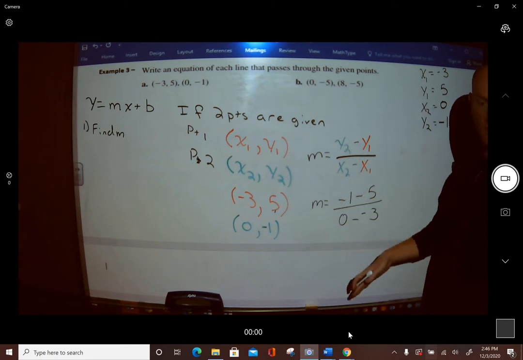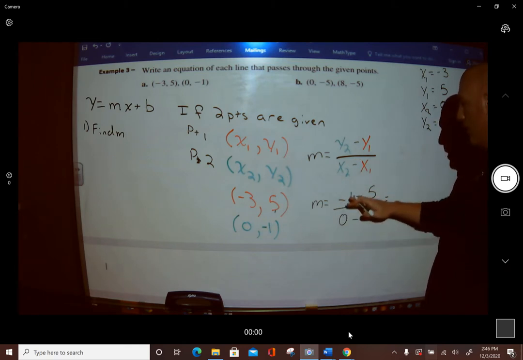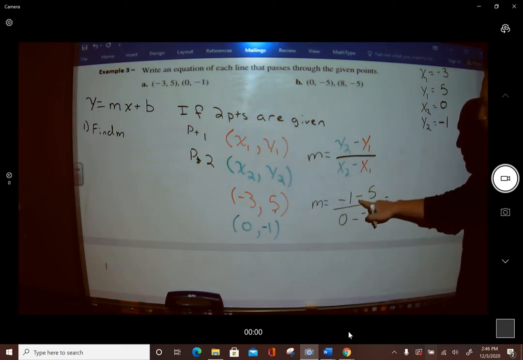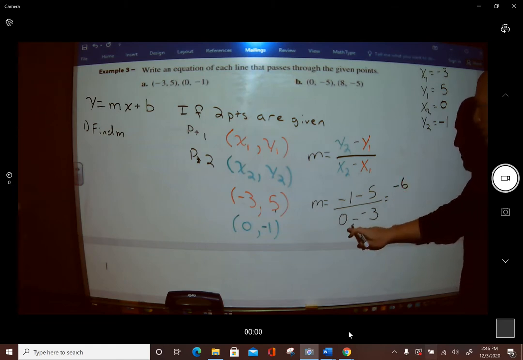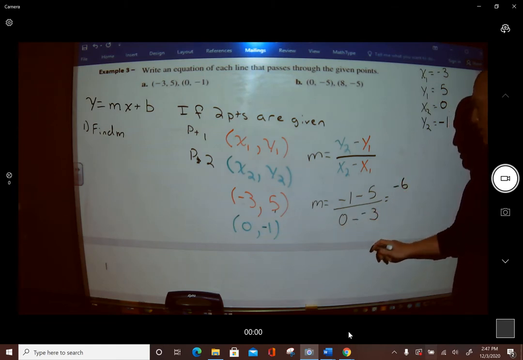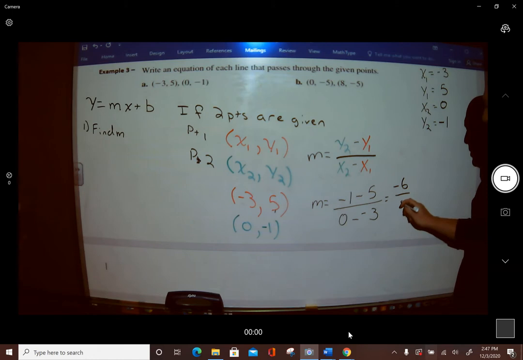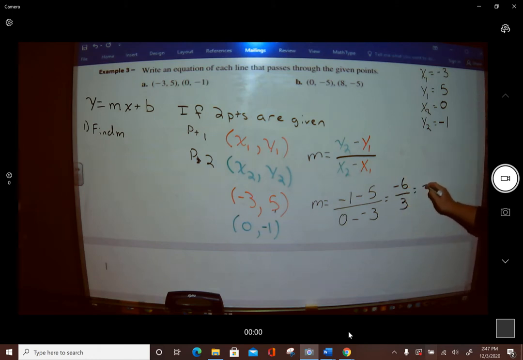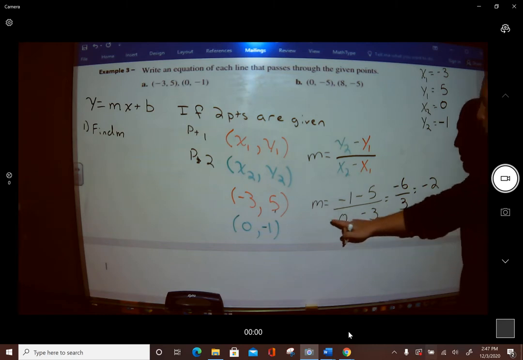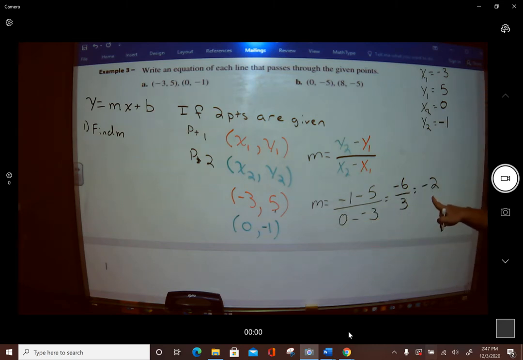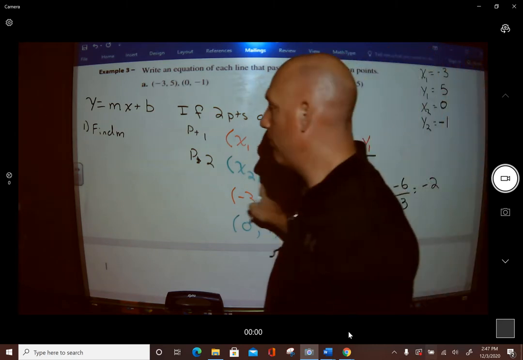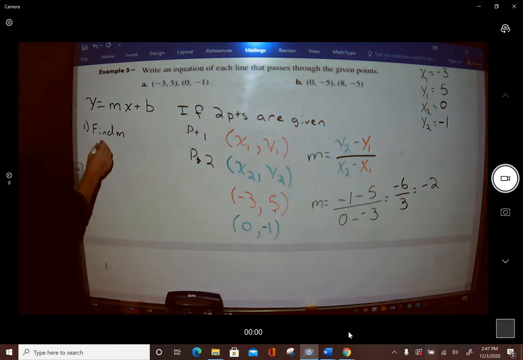After you have everything plugged in, this is pretty simple math. Just make sure you separate numerator and denominator. -1 minus 5 is -6. 0 minus -3, then becomes 0 plus 3, which is a +3. -6 divided by 3 is a -2. So my slope equals -2. All of that was simply to do step 1.